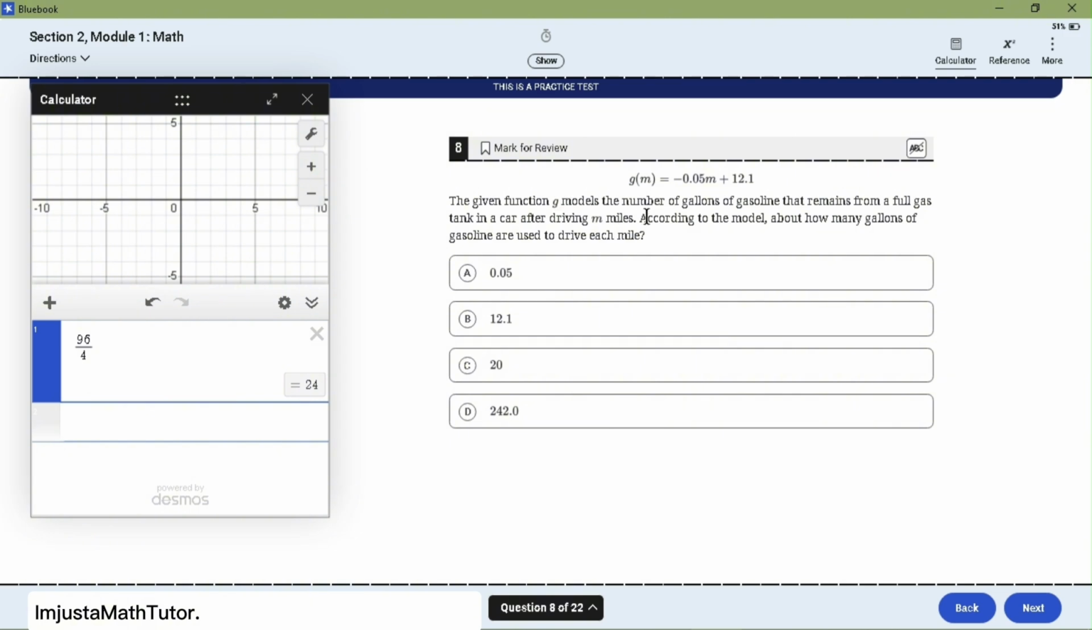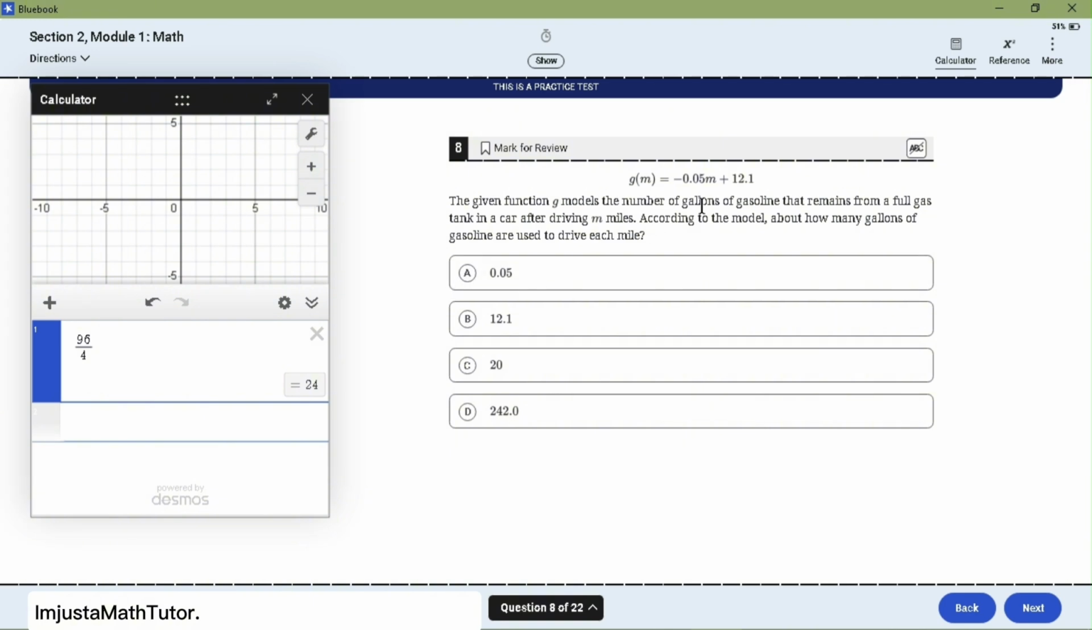The given function G models the number of gallons of gasoline that remained from a full gas tank in a car after driving m miles. According to the model, about how many gallons of gasoline are used to drive each mile?